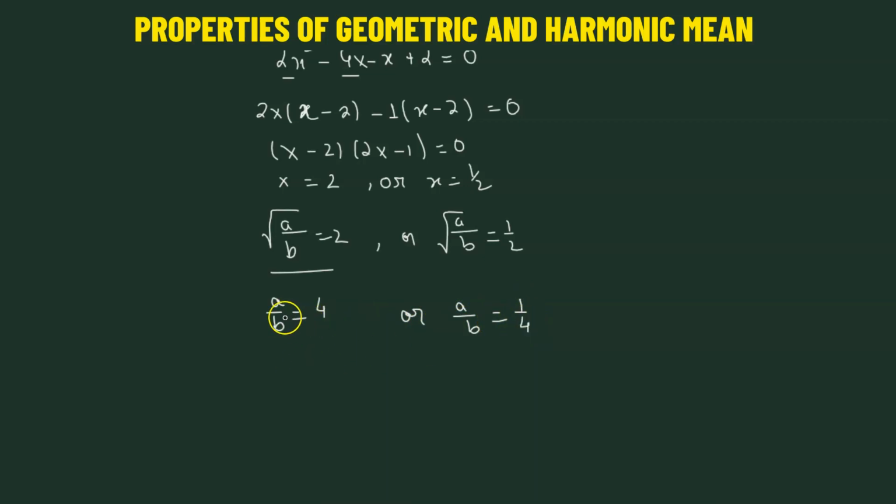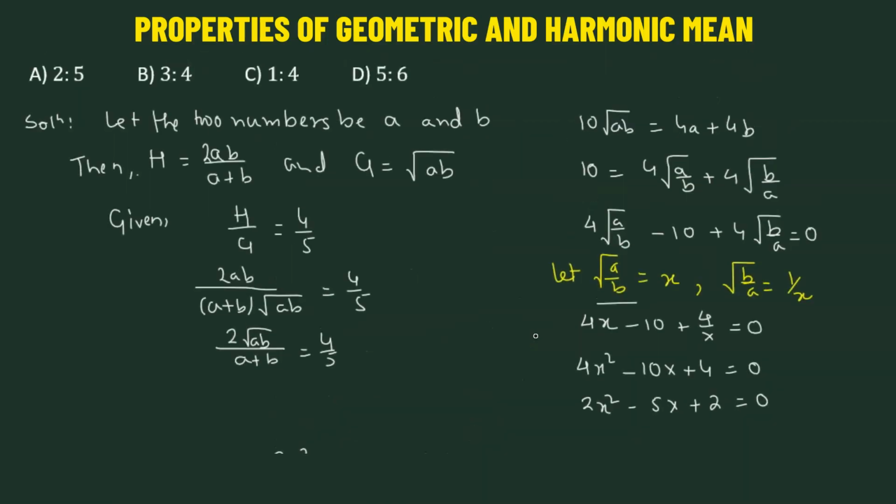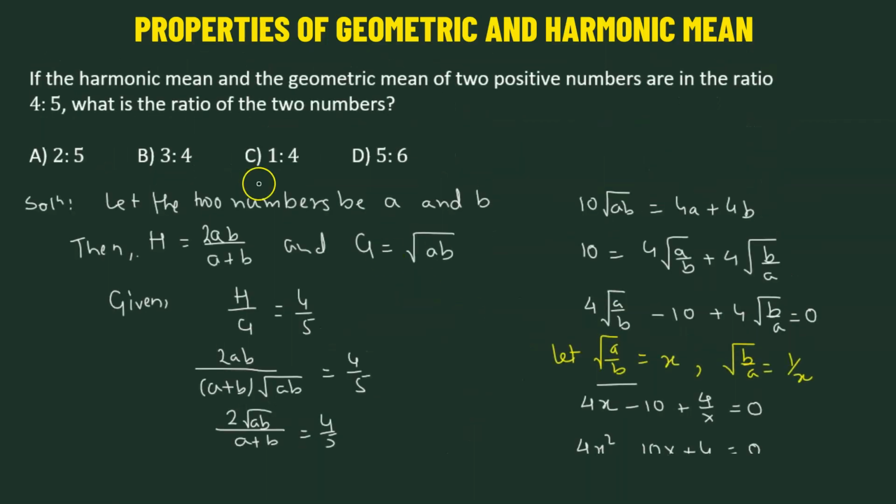Now we were asked in the problem to find the ratio of the two numbers. So the ratio of the two numbers could be either 4:1, or in the other scenario, 1:4. Now let's go to the options. Clearly we have one option given here, 1:4, so C must be the correct answer. The other option, 4:1, is also a possibility.